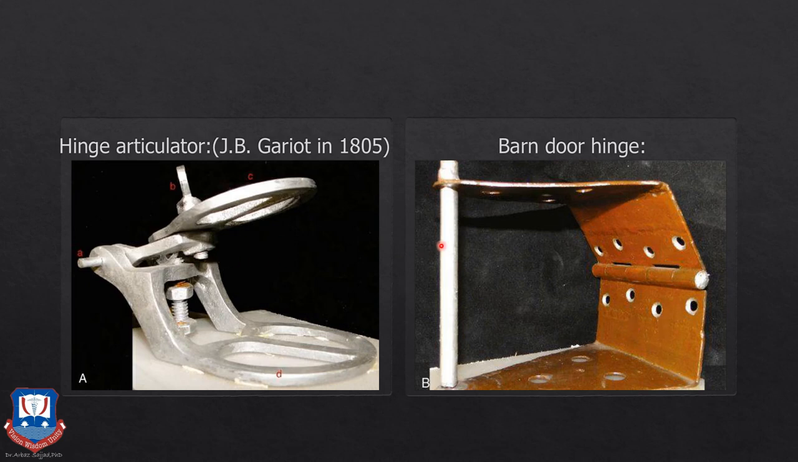So the difference between both of them is that the hinge articulator does not have an incisal rod or a vertical stop, whereas the barn door articulator is slightly better and it has an incisal rod.